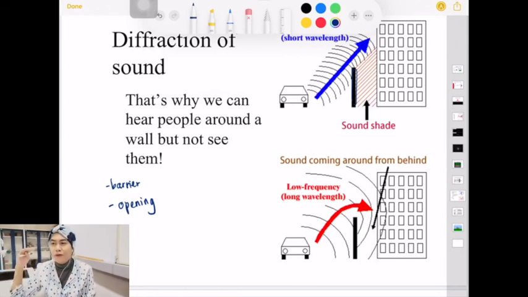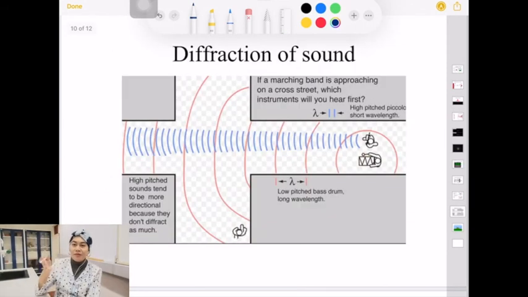So that's why, if you live in an apartment nearby the roadside, the sound that you mostly hear is the end sound of the car leaving, you know. So that's it. Another example is a marching band.